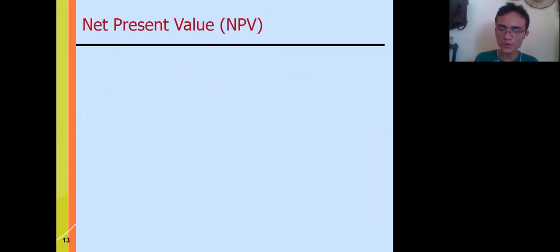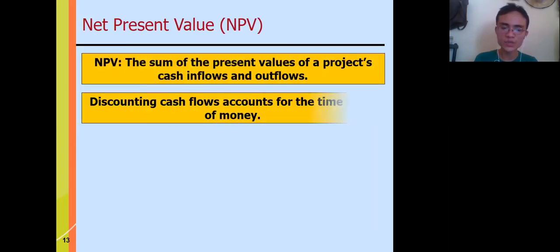Then another one, the fourth one, is net present value. The net present value basically is the sum of the present values of a project's cash inflows and outflows, or basically the present value of the cash inflows less the present value of the outflows, which is the cost of investment at time 0. Therefore, the cost of investment is not discounted because it is there at the start of the investment, at time 0, or the start of the project or proposal.